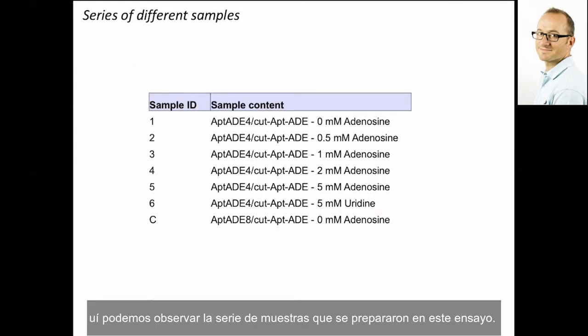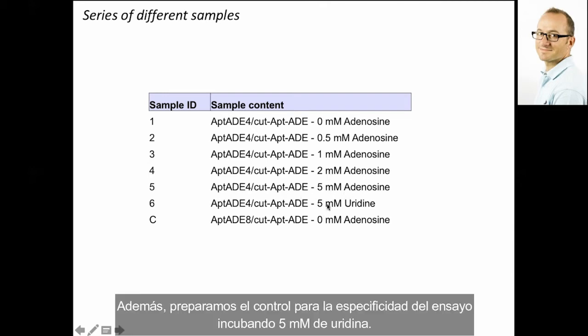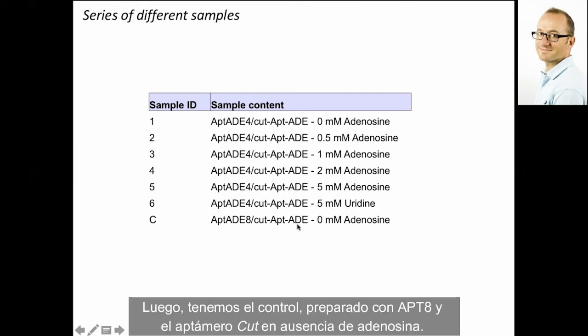So here is the series of different samples you will prepare in this assay. As I said, you will play with the concentration of adenosine by increasing this concentration from 0 up to 0.1 millimolar, 1 millimolar, 2 millimolar, up to 5 millimolar of adenosine. Then you can have the control for the specificity by incubating 5 millimolar of uridine. And then you can run the control between the aptamer A and the cut aptamer in absence of any adenosine.